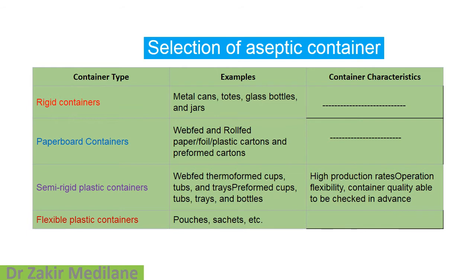If you see the container type, that is the rigid container. In the rigid container, examples are metal cans, totes, glass bottles and jars, which come under the category of rigid container. The characteristics are not mentioned. Now going to the second container type, that is paperboard container: web-fed and roll-fed papers, foil, plastic cartons and preformed cartons. These are the examples for performing aseptic processing under paperboard container.